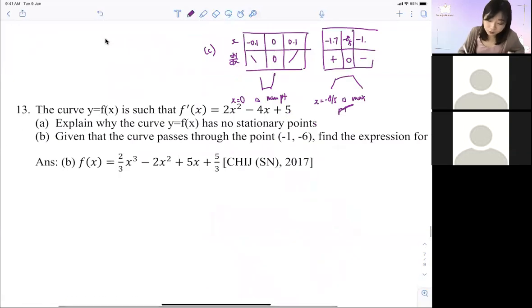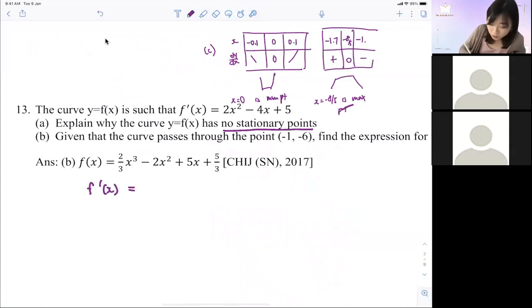Okay. Now 13. When we say stationary point means dy over dx is equal to 0. So if you want to show that dy over dx cannot be equal to 0, because no stationary point means it cannot be equal to 0. How do I show that my quadratic cannot be equal to 0? What should I do? I said before.